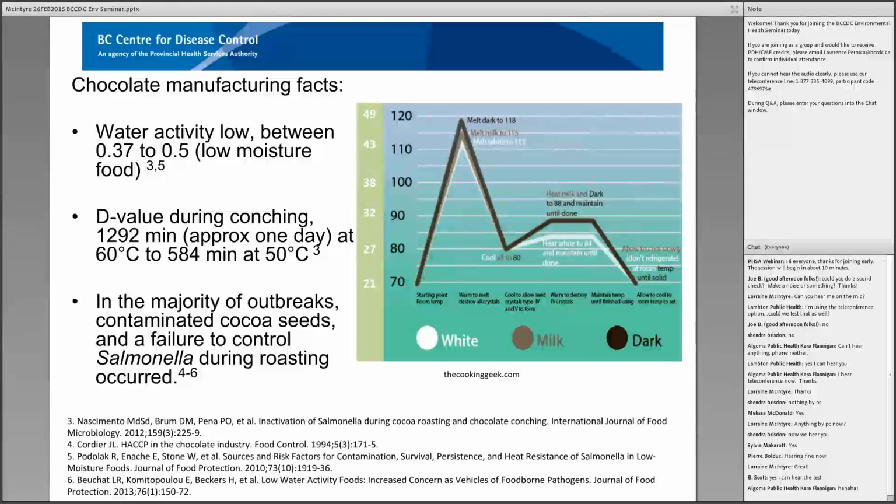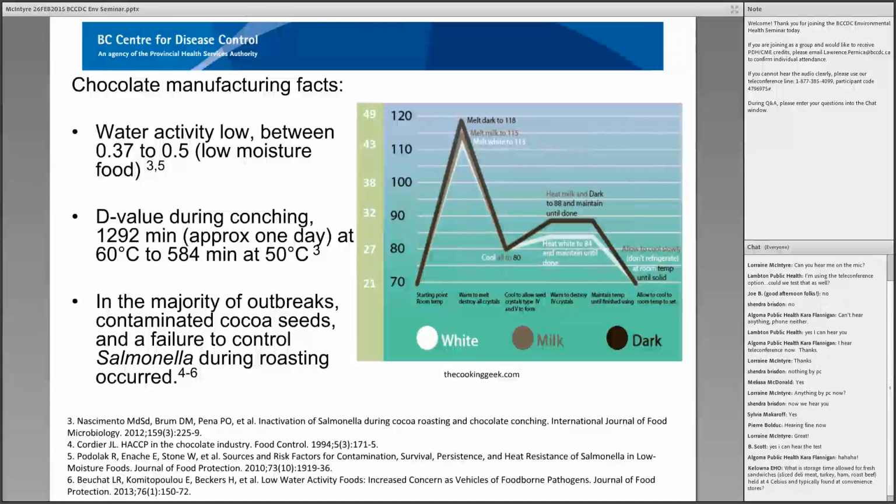Now, there was one study that was really interesting that talked about conching. So that was one of the later steps in the process. So this is actually a step where they take the almost finished chocolate and they're trying to heat it to remove certain crystals in the chocolate matrix so it's smooth and silky. But they found that the D value, and for those of you who don't know what that is, that's dropping the amount of pathogens by 1 log, so by a power of 10. So 1 D value took 1,292 minutes, that's a whole day at 60 Celsius to drop, potentially if there's salmonella there, one log.